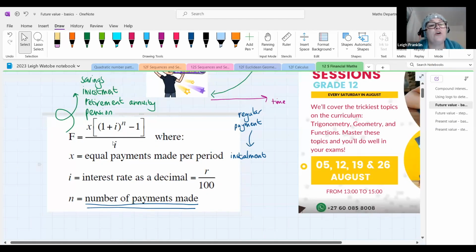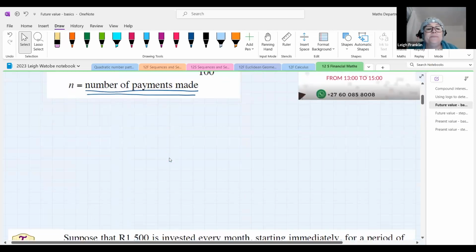So you have 4 different variables: F, X, i, and n. Theoretically, they can give you any 3 and ask you to calculate the other one. If they give you X, i, and n, they can ask you to calculate future value. Or if they give you future value, i, and n, they can ask you to calculate X, the installment or regular payment. They could ask you to calculate the interest rate, though those questions are a little more unusual. And they could ask you to calculate n, and you'd use logs, which we were talking about last week on Thursday, but we'll talk about that later on.